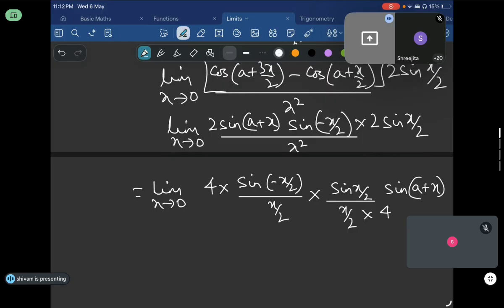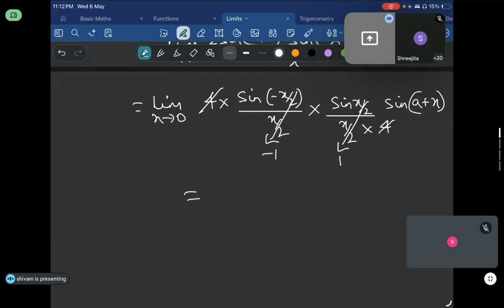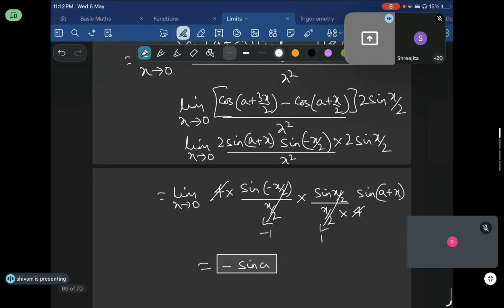Tell me, anyone having any doubt, you can ask me now. See, this 4 and 4 will get cancelled. This will go to minus 1, this will go to 1. So when you substitute 0, we are getting minus sine. Tell me, is it clear to everyone? If there's anyone having any doubt, you can ask me. Next, method 2.